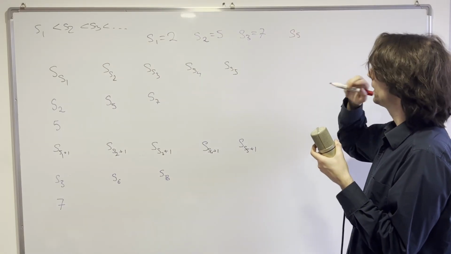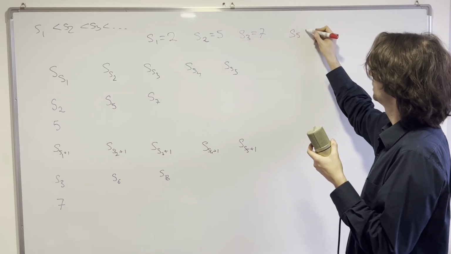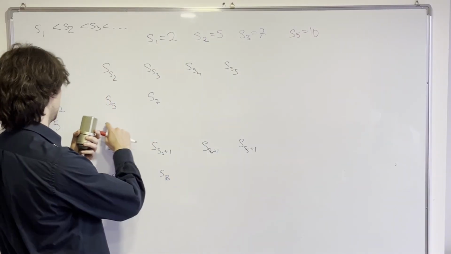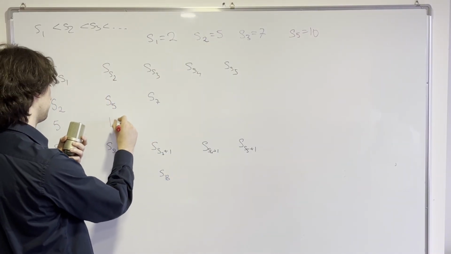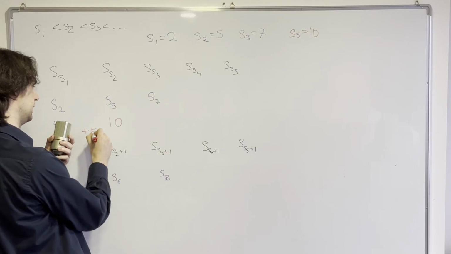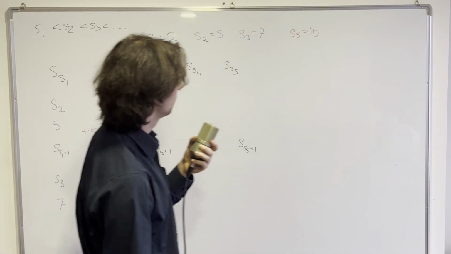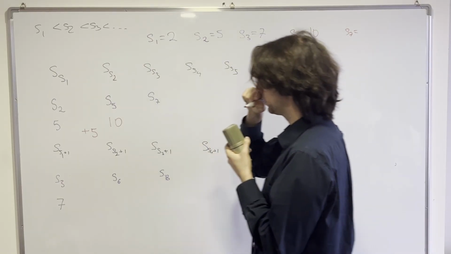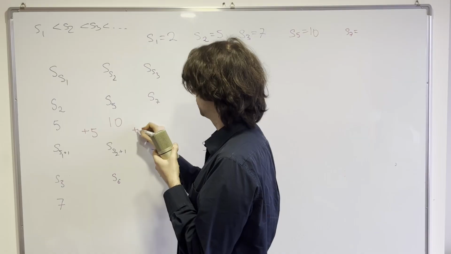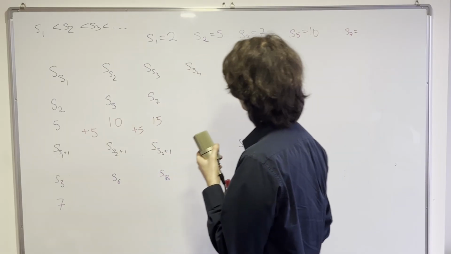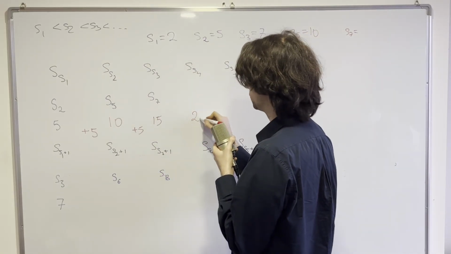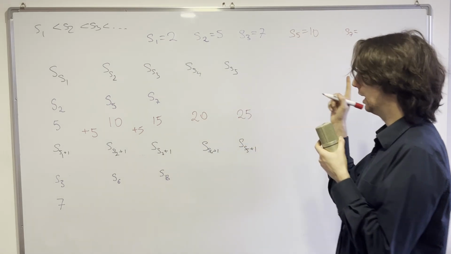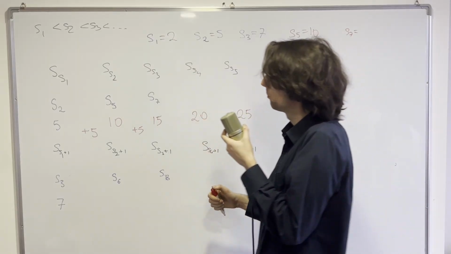So S5, let's make the differences 3. What happens when we make S5 equal 10? Okay, so here I have a 10, and now the difference here is plus 5, which gives me S7 immediately. S7 is going to be 10 plus 5, which is 15. Then S8 is going to be 20, S9 is going to be 25, and I have some of these numbers.